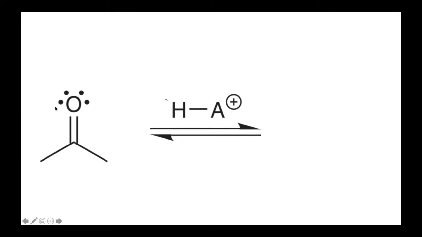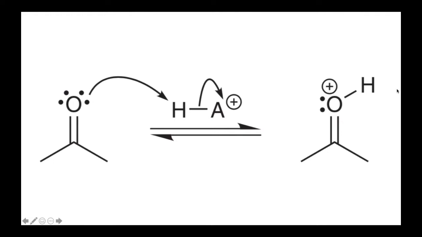The oxygen, having its lone pairs, will, via an acid-base proton transfer, be a base that accepts the proton from our acid. So we're going to get this. We protonated our carbonyl. This was protonation. Students, I'm going to be using that word a lot. Protonation. Protonate. To protonate means I add hydrogen as a proton to my substrate.